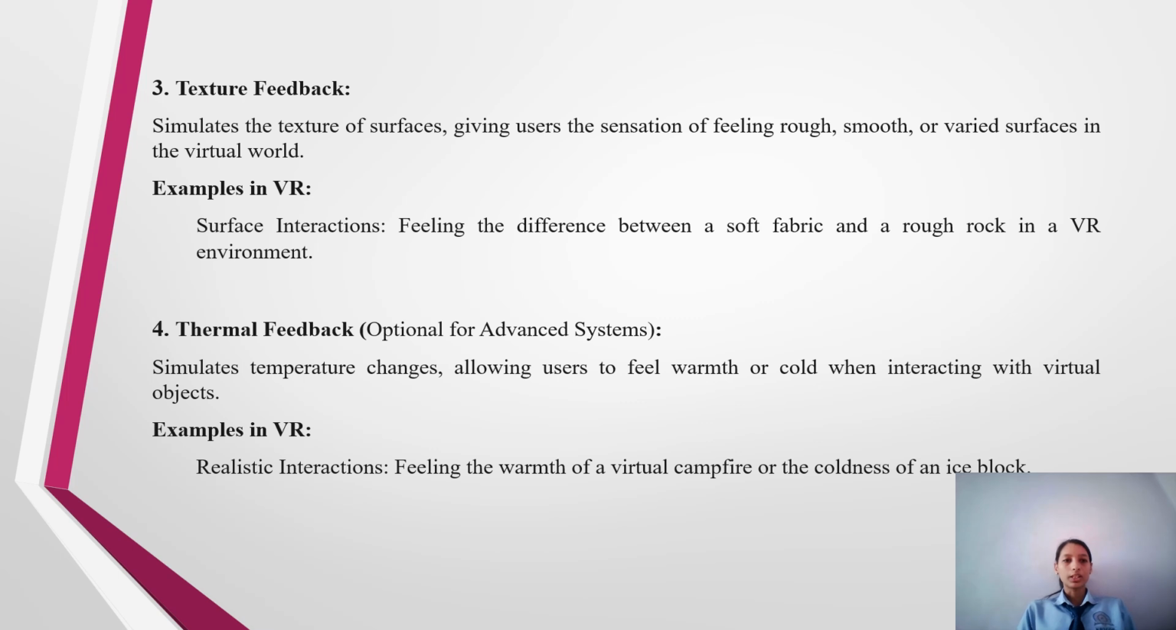The third one is texture feedback. It simulates the texture of surfaces, giving users the sensation of feeling rough, smooth, or varied surfaces in the virtual world. For example, surface interaction, feeling the difference between soft fabric and rough rock in the VR environment. And thermal feedback simulates temperature changes, allowing users to feel warmth or cold when they interact with virtual objects. For example, feeling the warmth of a virtual campfire or the coldness of an ice floe in realistic interactions.